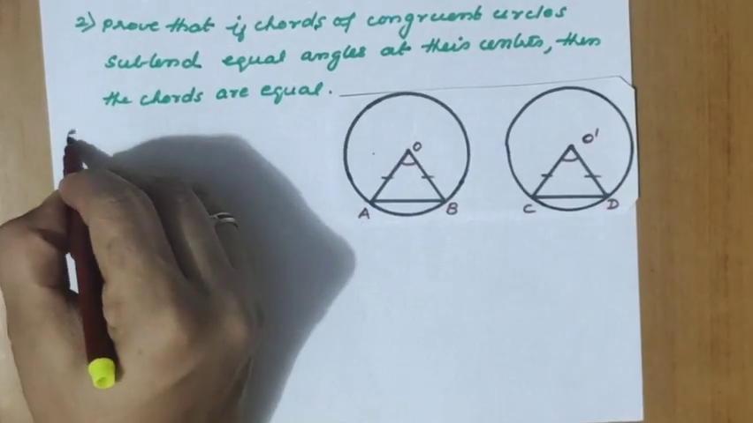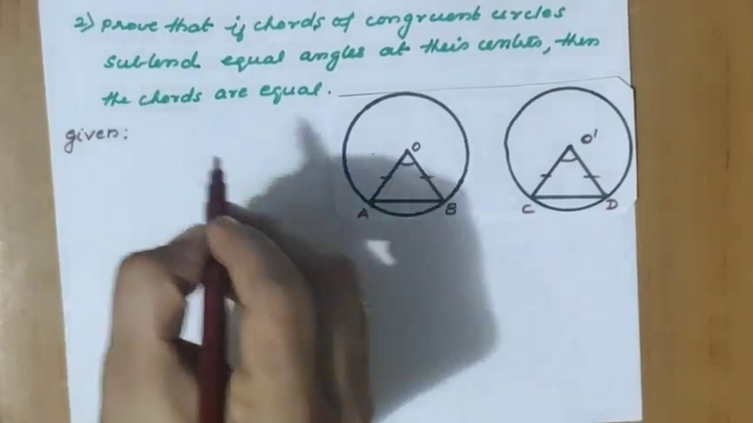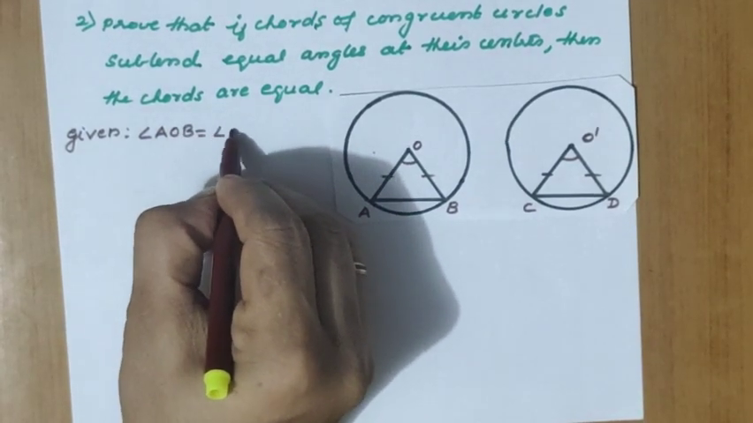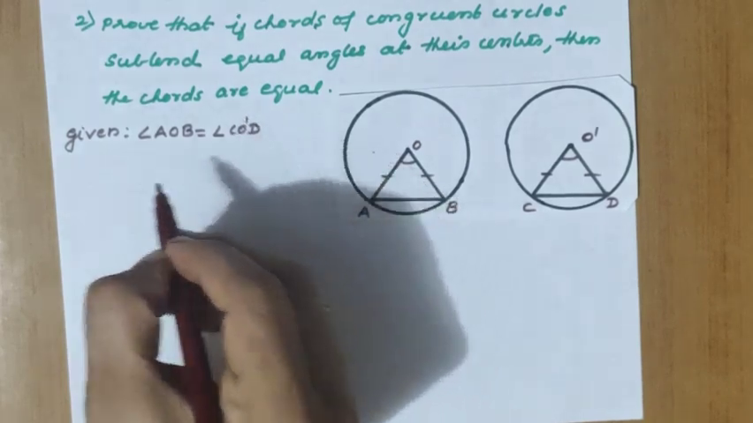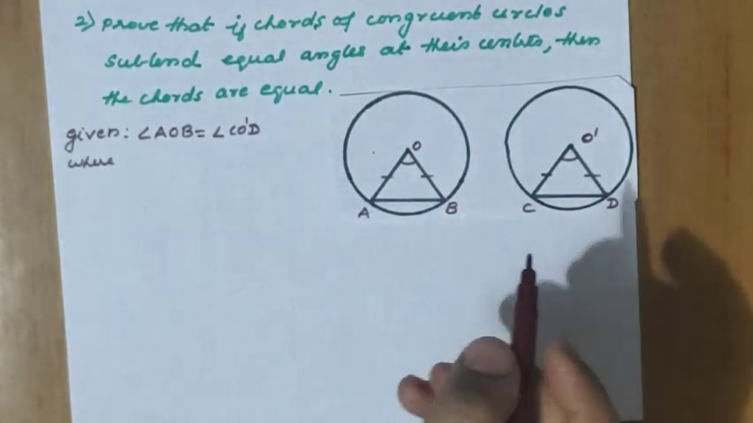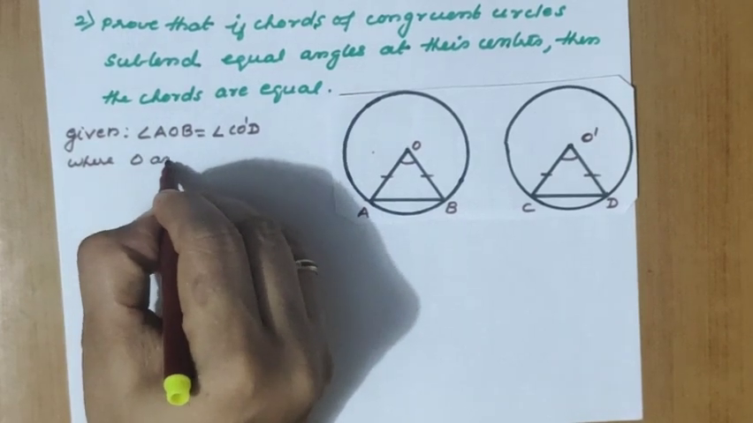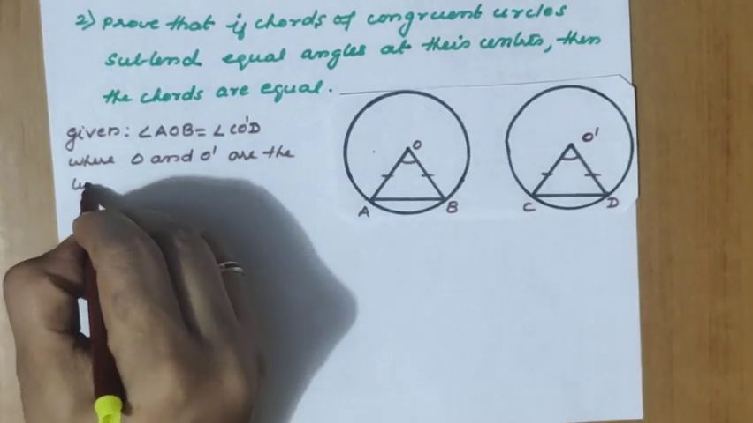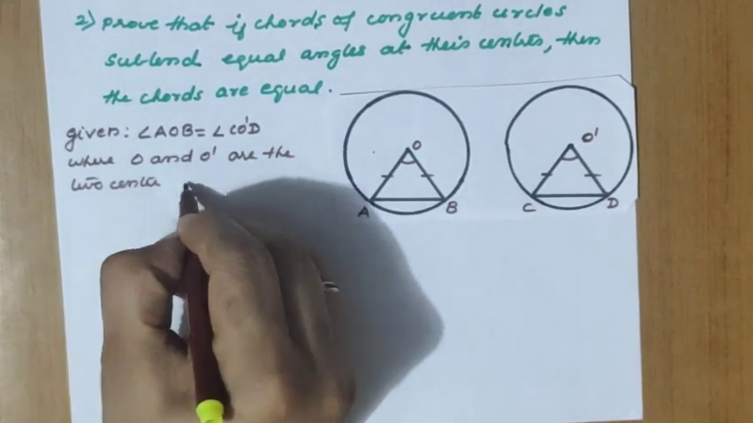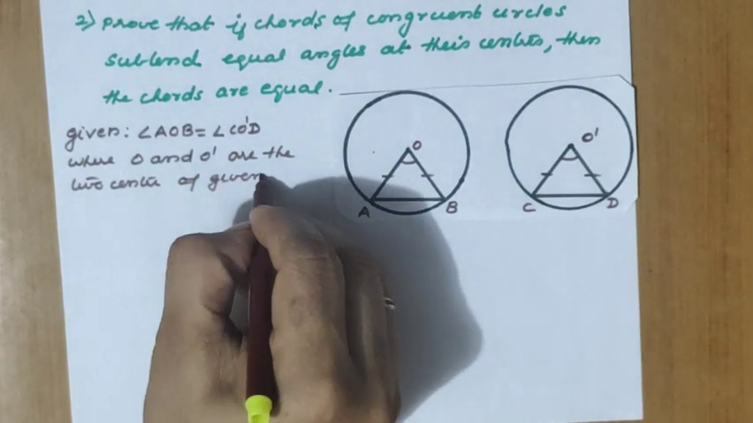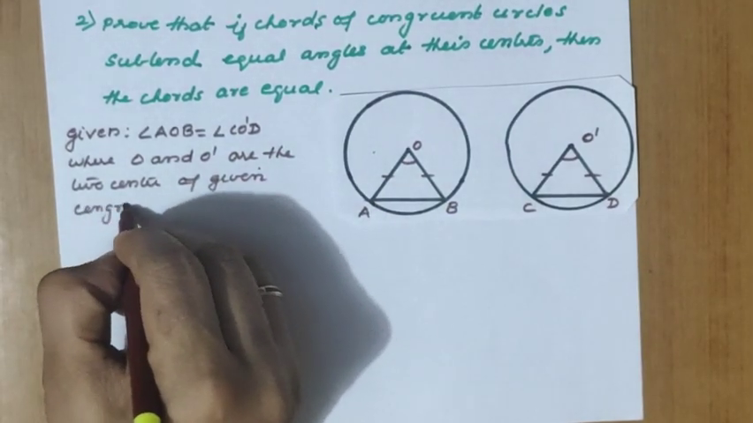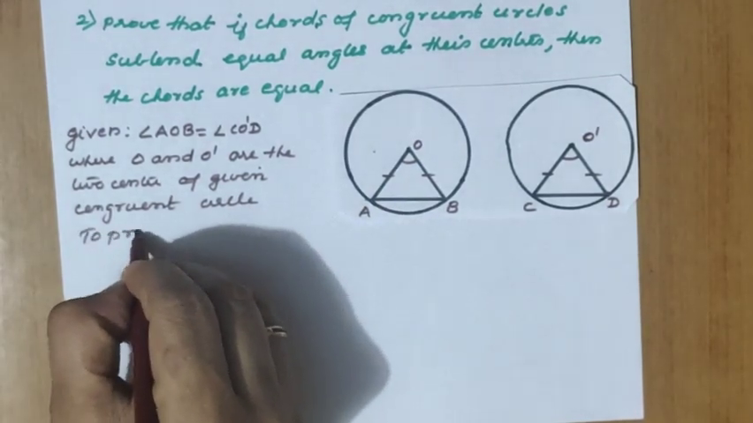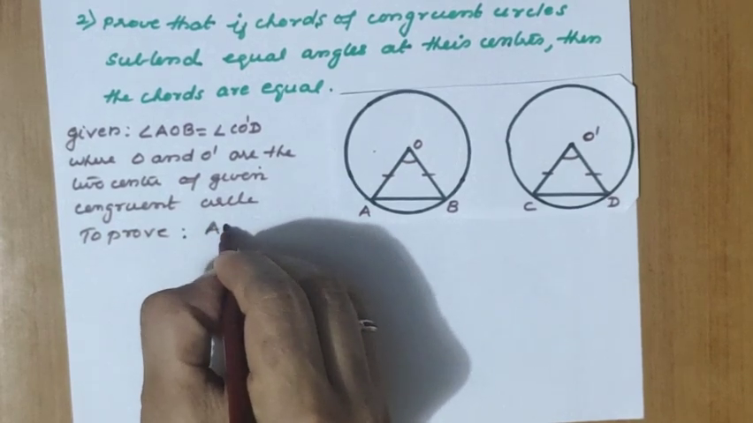So the converse, what is given? Now I think you understood the idea, so we can go fast. Angle AOB equal to angle CO'D, where O and O' are the two centers of the given congruent circles. To prove: AB equal to CD.